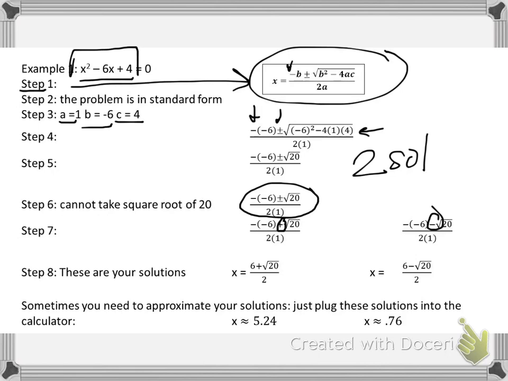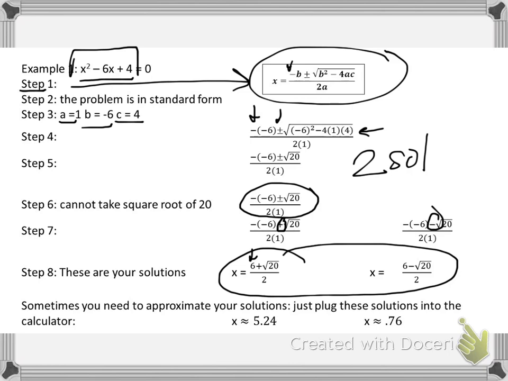Okay? Next is to simplify. Well, negative 6 becomes 6 plus the square root of 20 divided by 2 times 1, which is 2. Again, negative 6 becomes positive 6 minus the square root of 20 divided by 2. I cannot add 6 and the square root of 20 together. Okay, they are not like terms. All right, so these are my solutions.